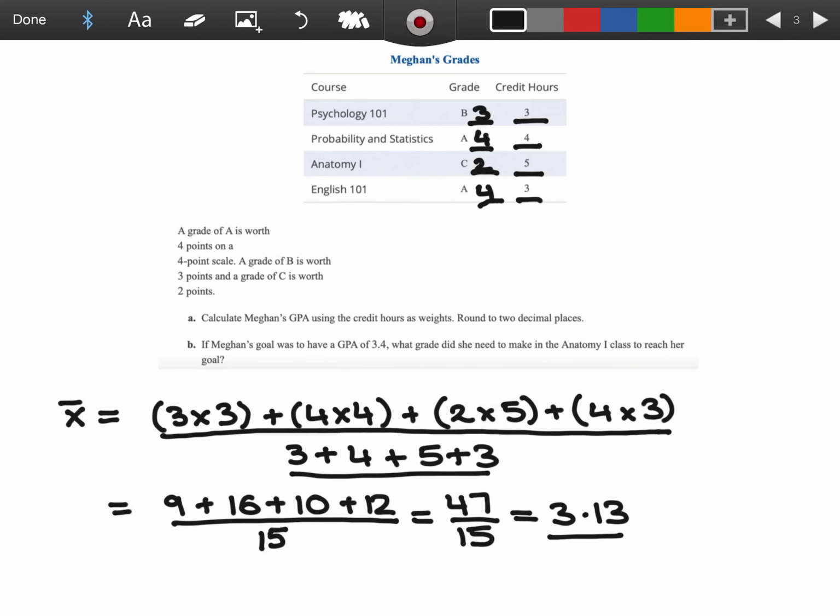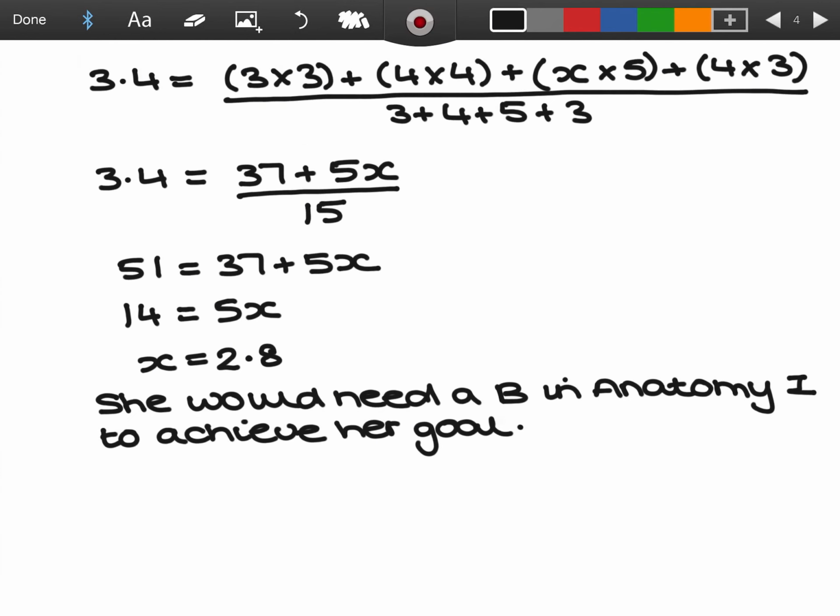Another type of problem that you can get is where they say, okay, here is the GPA that she really wants. What grade does she actually need to get in a particular class in order to get that GPA? So they have said, okay, we're going to keep the other grades the same, but what would she have needed in Anatomy 1 in order to pull her GPA up to a 3.4? So instead of getting a C, what did she really need if she wanted that 3.4 GPA?